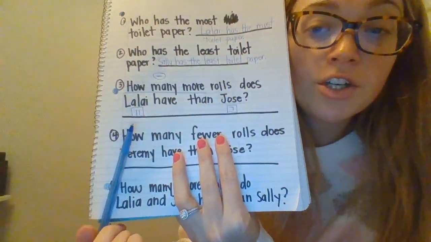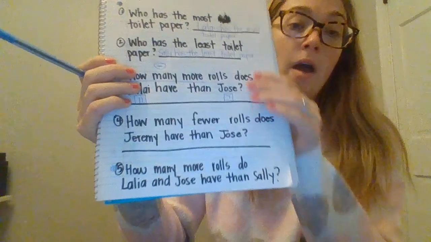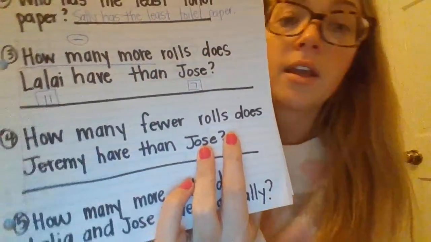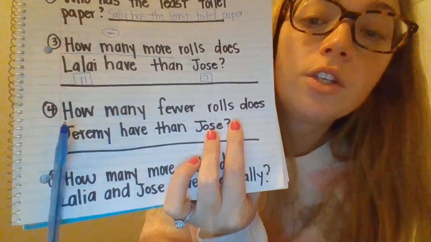So one strategy that I use, I'm going to bump 7 and count up to 11. So I'm going to say 7, 8, 9, 10, 11. The difference is 4. Layla has four more rolls of toilet paper than Jose. So I'm going to write that in a complete sentence.